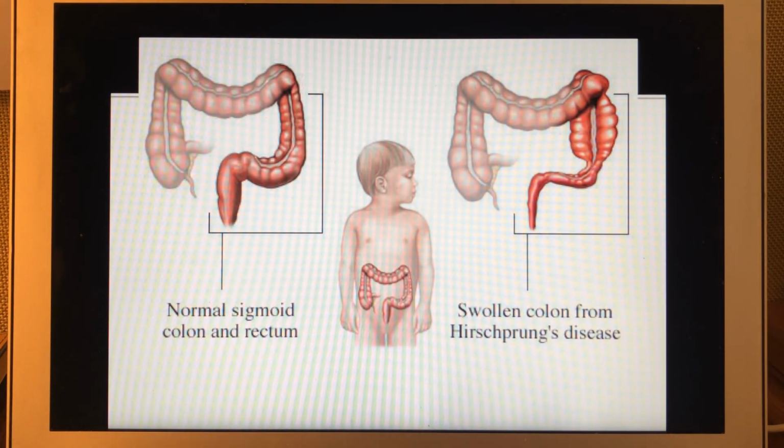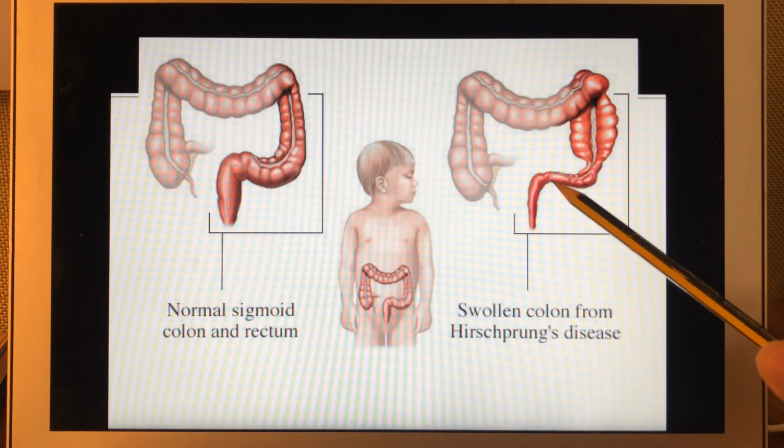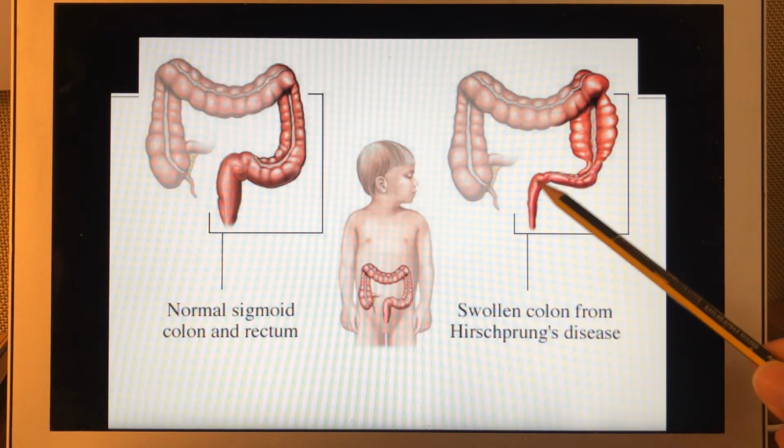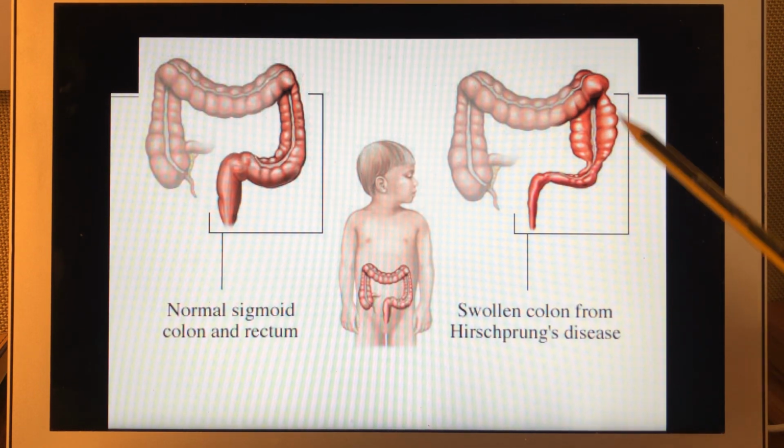Hirschsprung disease, we have another presentation devoted to Hirschsprung disease. You can go back to the channel and look at it. But anyway, this is a normal colon, and this is a Hirschsprung disease colon, where the distal bowel, the affected aganglionic segment, is collapsed, and the proximal bowel is dilated.